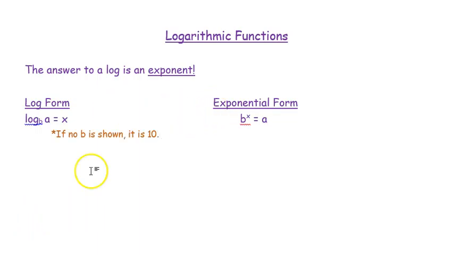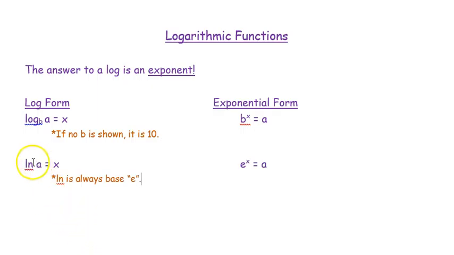and what we're going to be doing is changing back and forth between those at some point. Okay, another important thing to know is that if there's no base shown, if they don't have a number written as a subscript, then it's understood to be 10. So if no B is shown, then you know that the base is 10. They don't necessarily write the 10.